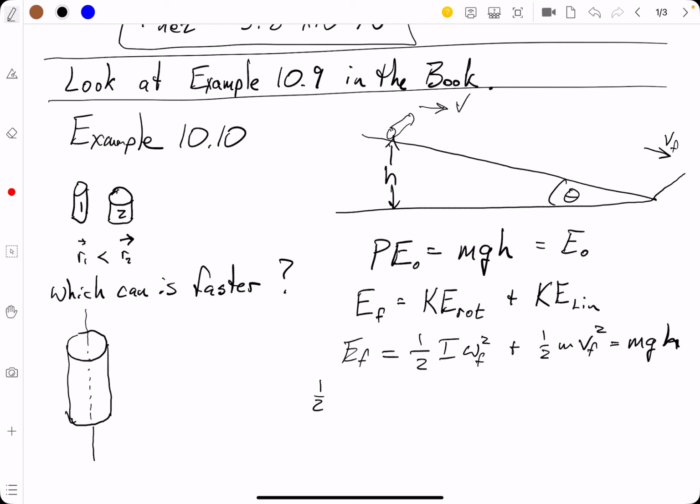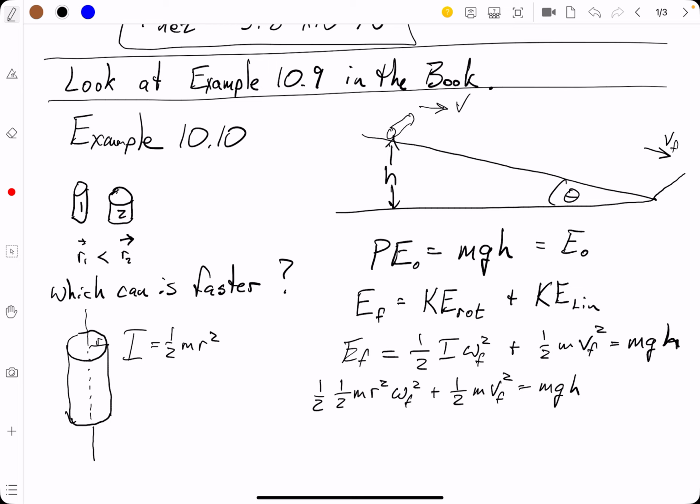Okay, so we've got this axis right down the middle. It's got some radius r. And what is the I for that? You can go look it up. Please do. And you'll come back and you'll say, oh, that's just this. So fine, I'm going to insert what that I is. I'm going to say 1/2 m r squared, and then multiply by omega final squared. And then I'm going to come over here and say 1/2 m v final squared. And all that equals mgh.